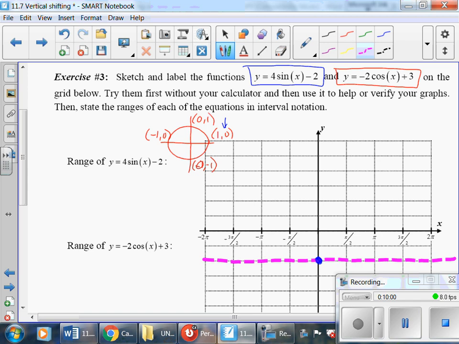All right, so now at pi over 2, right here, here's my sine of pi over 2, it's 1. So 4 times 1 is going to be 4, and 4 minus 2 is 2. So at pi over 2, I'm at positive 2.